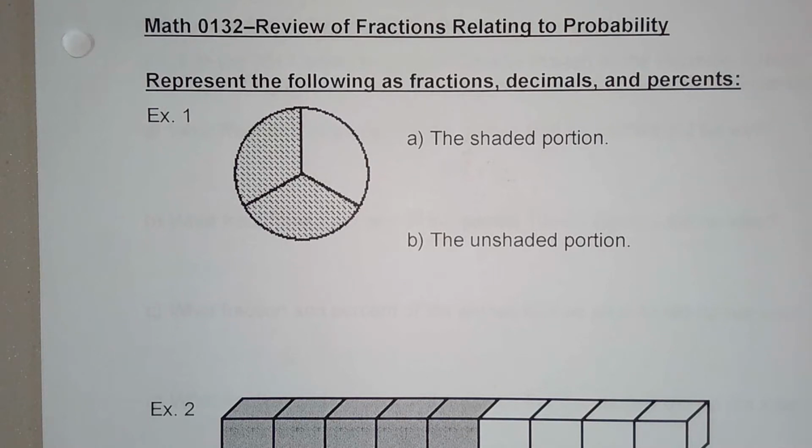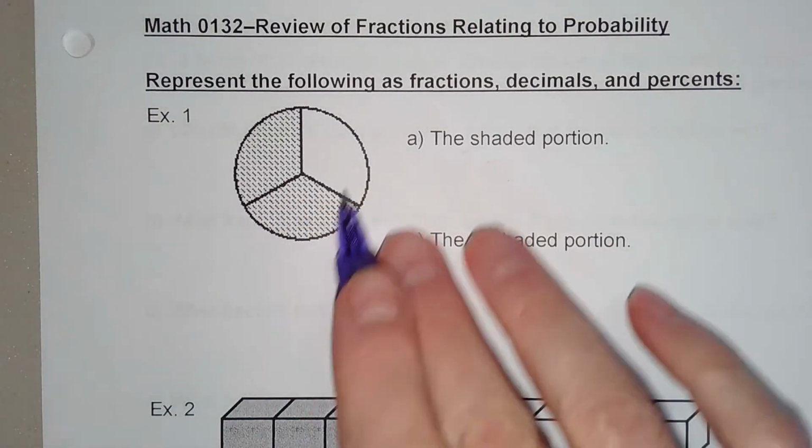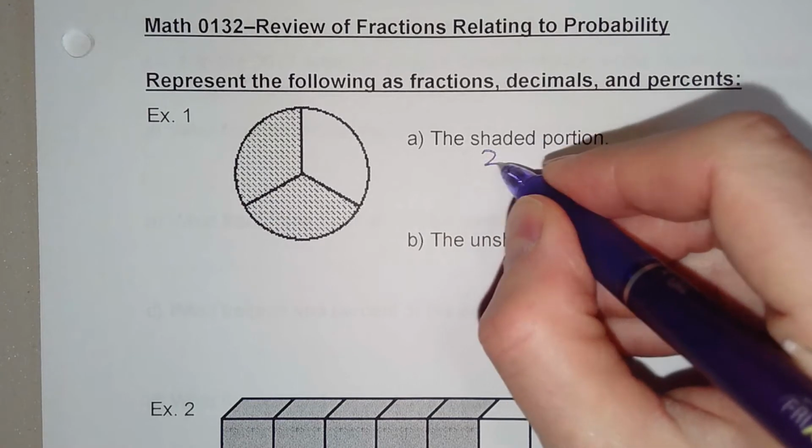We want to take a few minutes reviewing fractions relating to probability. In this first example, we're asked to represent the following as fractions, decimals, and percents. The shaded portion here would be 2 out of 3, or 2/3.